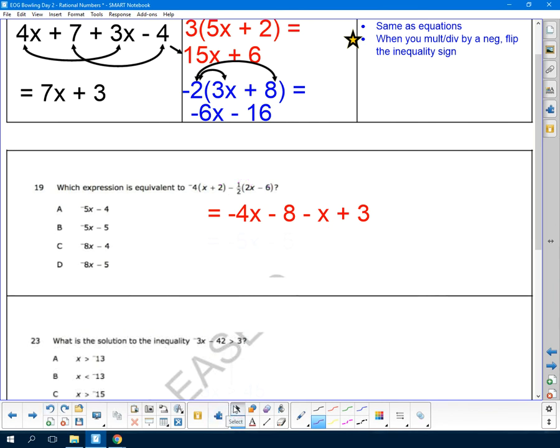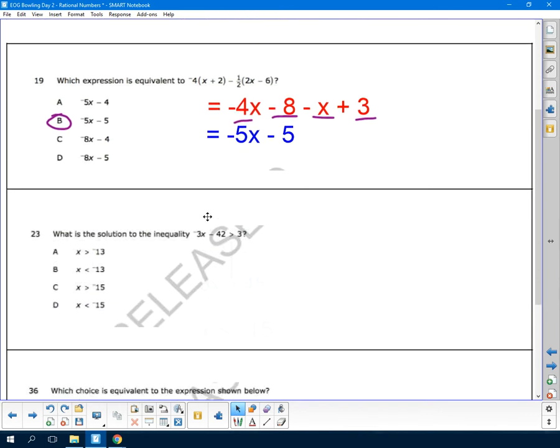Now I have some like terms I can combine. I can put this negative 4x and the minus x together. Negative 4x minus 1x is negative 5x. I have this minus 8 plus 3. Negative 8 plus 3 is negative 5. I can write it as minus 5. So my final expression there is negative 5x minus 5. That's answer choice B. So I would want to choose answer choice B if I was looking at that first practice problem.